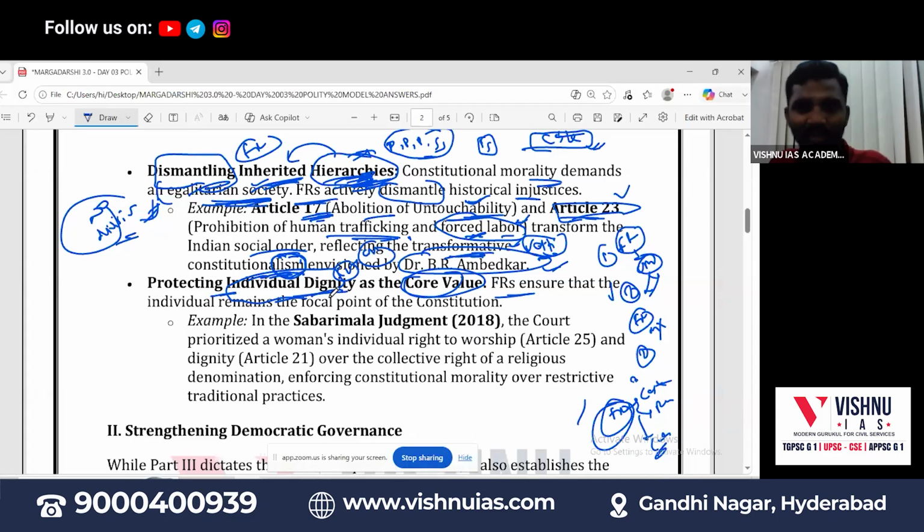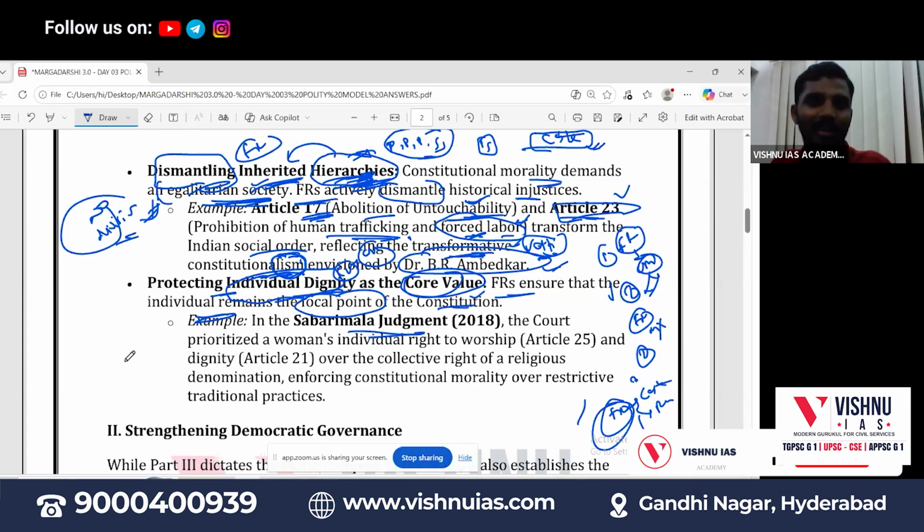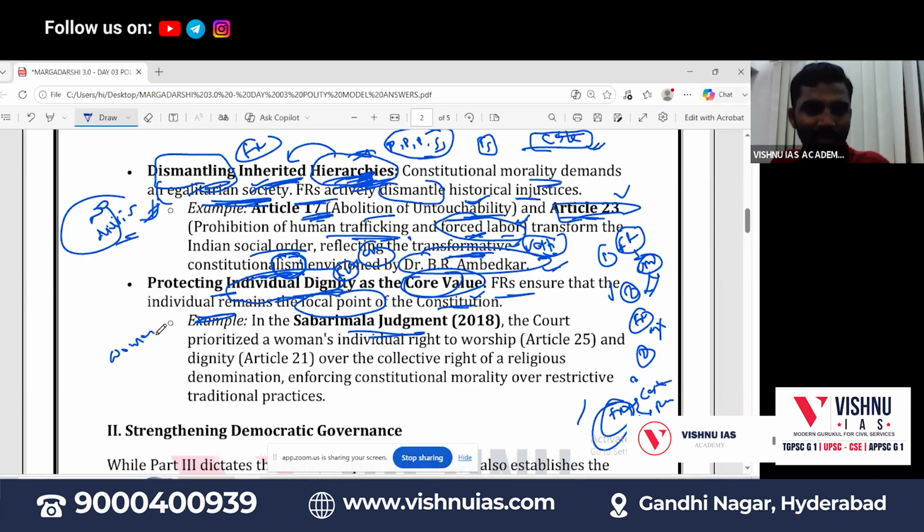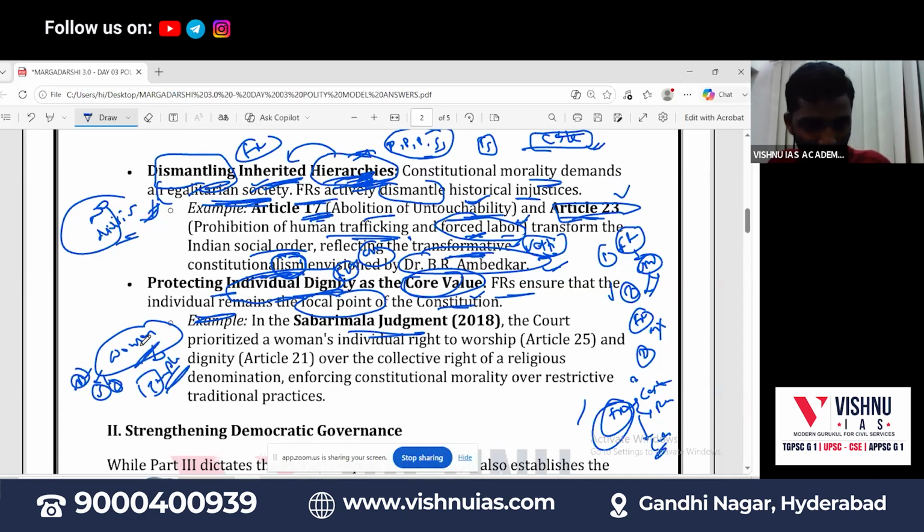So fundamental rights ensure that the individual remains the focal point of the constitution. And what is the example? The Sabarimala judgment. Being a woman, I should have the right to enter the temple, yes or no? You may cite other social, cultural or religious reasons, but the question is whether I should be treated equally or not. The constitution says yes, everybody is equal. That is constitutional morality. So here comes individual dignity, and fundamental rights help in giving women access to the temples also.